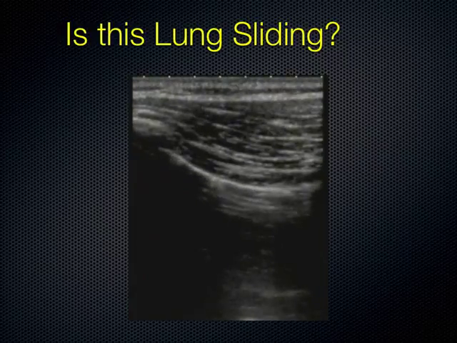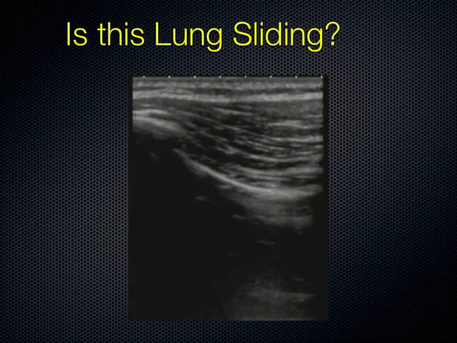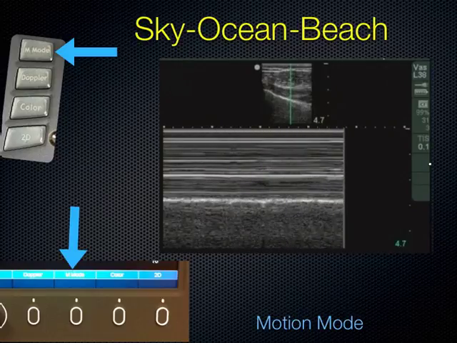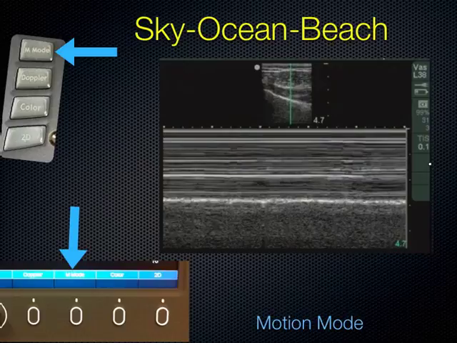Okay, so we're moving on to the M mode. So if you put an M mode line through that interface, through the pleural line, and watch it over time, you end up having an image that we call Sky Ocean Beach. You'll hear it also referred to as the seashore sign.